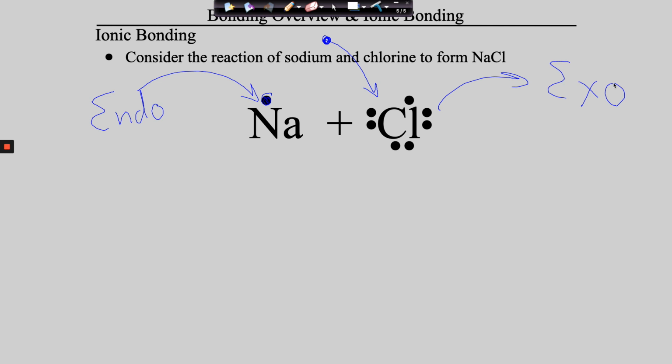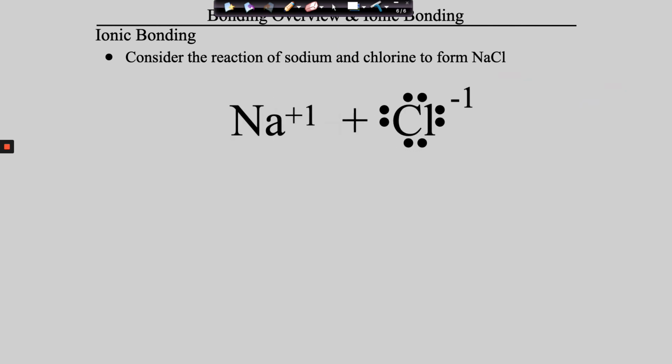Is that okay? Okay, so guys, let's do this again then. And that electron moves over, and so the electron was released by the sodium. That's an endothermic process, and the electron was captured by the chlorine, and that was an exothermic process. You guys okay with all of that? Does that work?